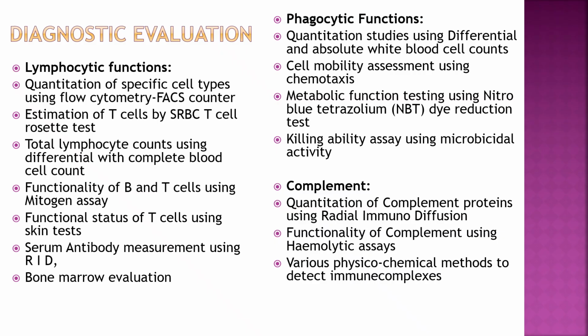Phagocytic function: quantitation studies using differential and absolute white blood cell counts, cell mobility testing using chemotaxis, metabolic function testing using nitroblue tetrazolium NBT dye reduction test, killing ability assay using microbicidal activity. Complement function: quantitation of complement proteins using radioimmunodiffusion, functionality of complement using hemolytic assays, various physicochemical methods to detect immune complexes.